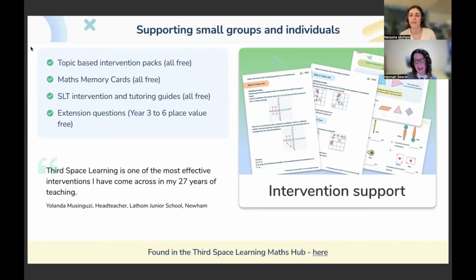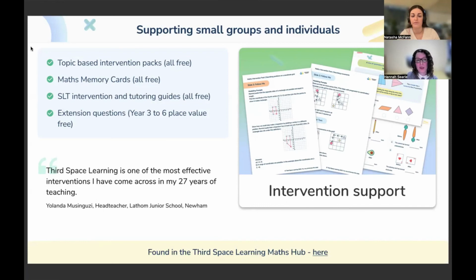Again, like the SATs revision packs that I said about, these are very specific, so you can really target a need of a pupil or a group of pupils. You can use them in interventions and in little class activities as well. So they're quite flexible in their use.